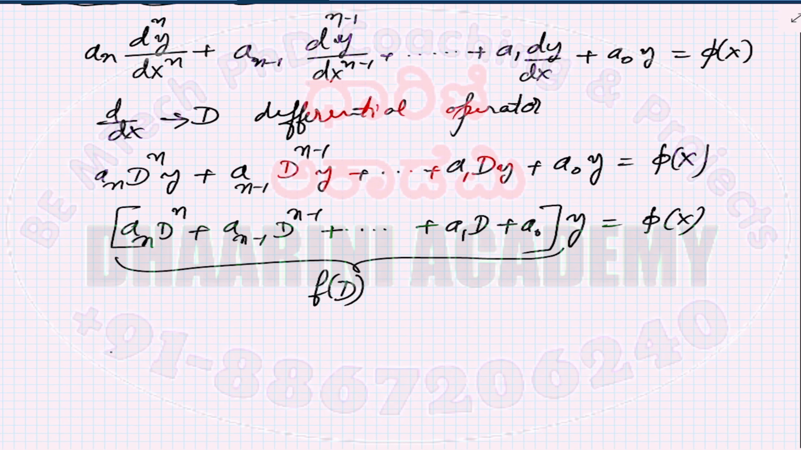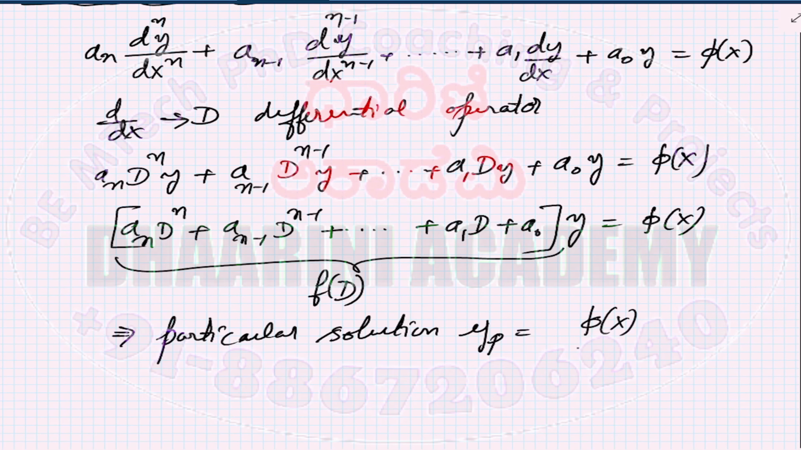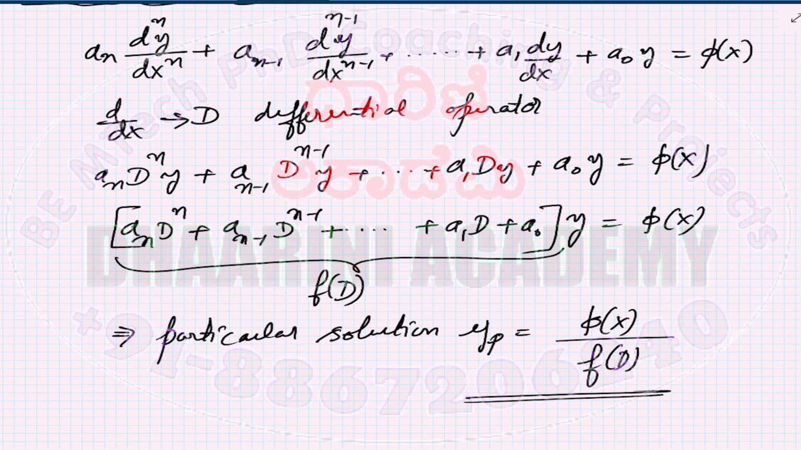All right, so this implies the particular solution yp is nothing but the phi of x that is present on the RHS of the differential equation divided by f of D. That is what we get from the above equation, right? So in the sense, I have to keep the phi of x. If you make phi of x as 0 and you try to solve, you get yc, which was our previous case. Okay, now how to solve this?